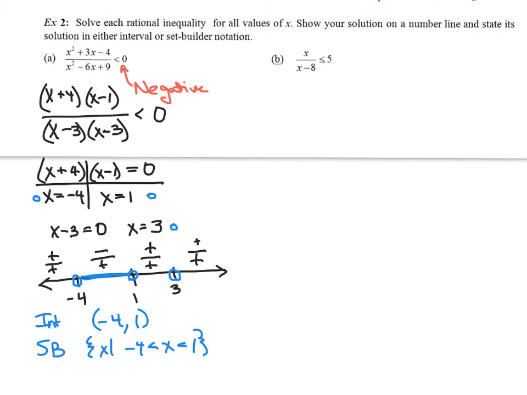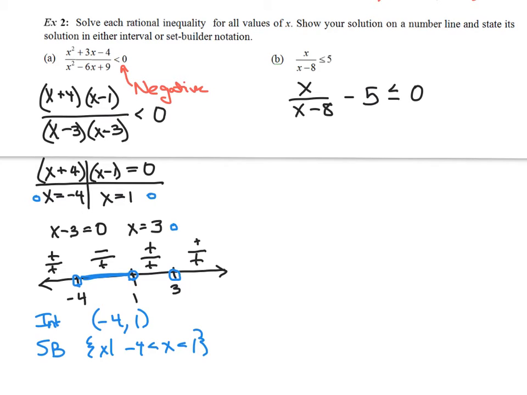Now, looking at number 2b, we see that it's got a little bit of a change here. I don't have my expression less than or greater than 0. Instead, there's a 5 there. So I'm going to have to change this expression and put it in standard form so that I have a 0 on the right side. So that means that I've got to subtract 5 from both sides of my inequality. So it's going to look like this.